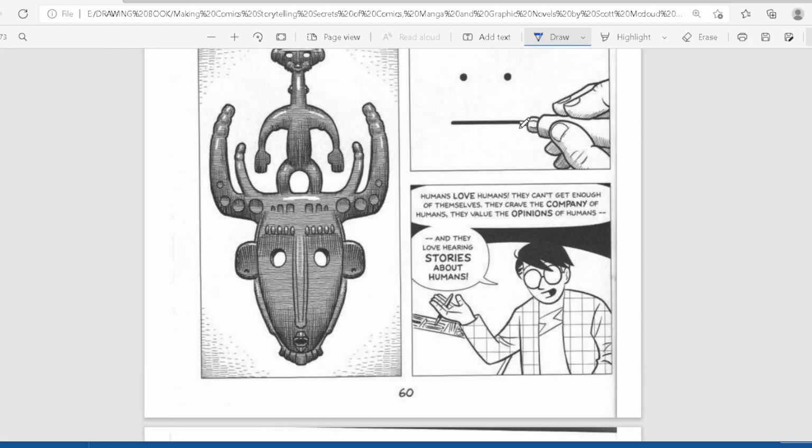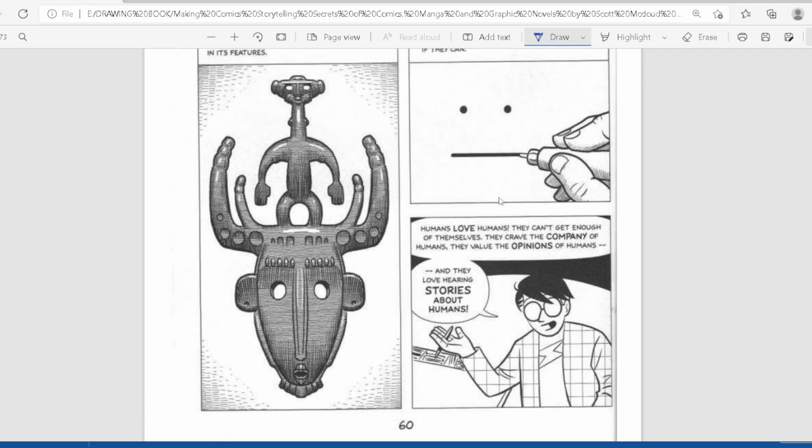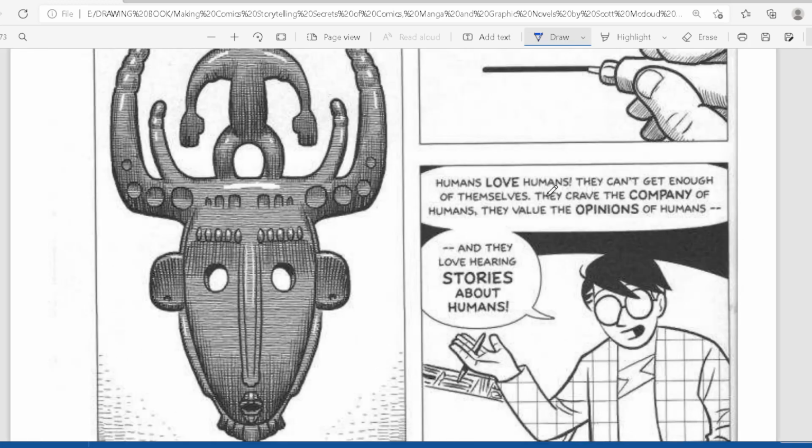Humans love humans. They can't get enough of themselves. They crave the company of humans. They value the opinions of humans. And they love hearing stories about humans. Definitely. So basically, wherever you are right now, most of the time you are affected by the people, not by the animal, not by the material. Most of the time your feelings are connected with humans.